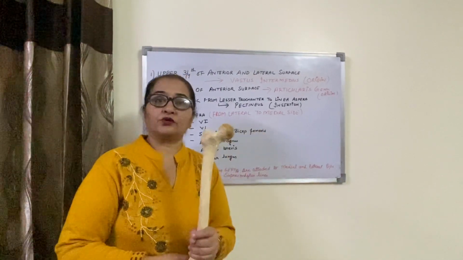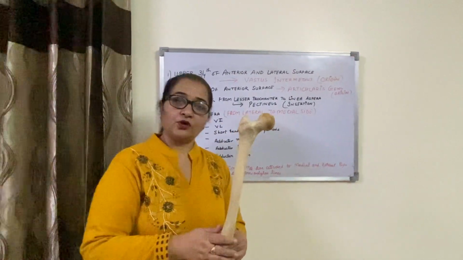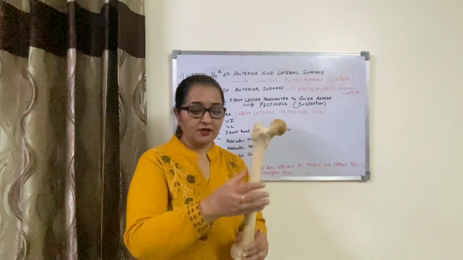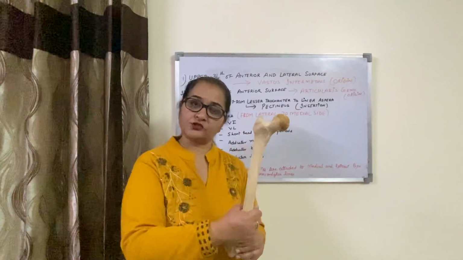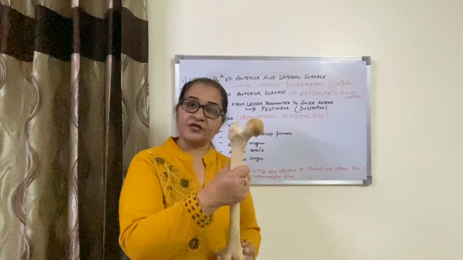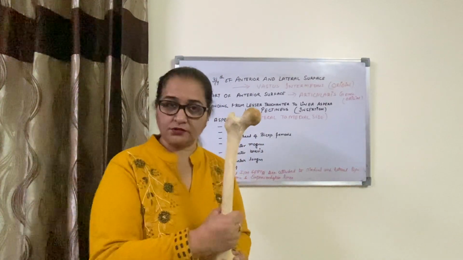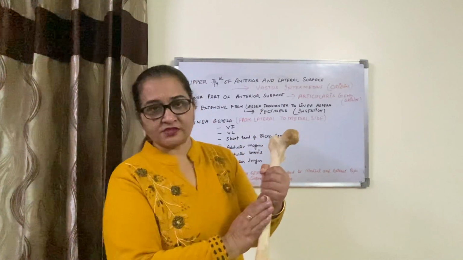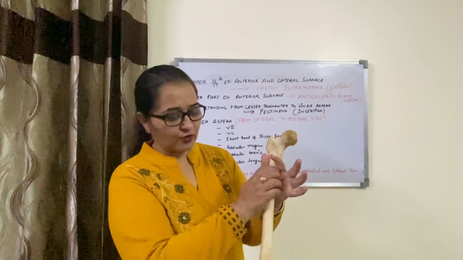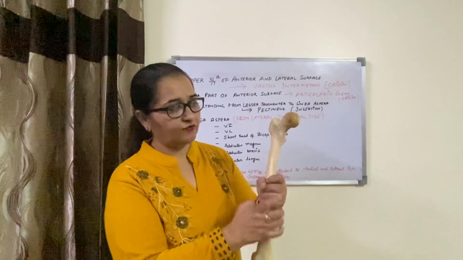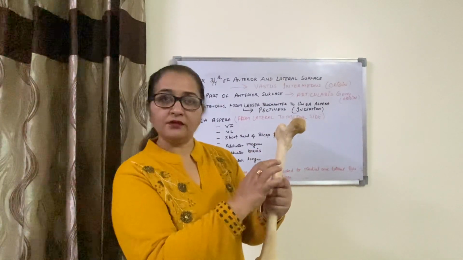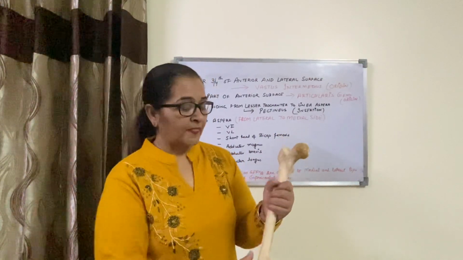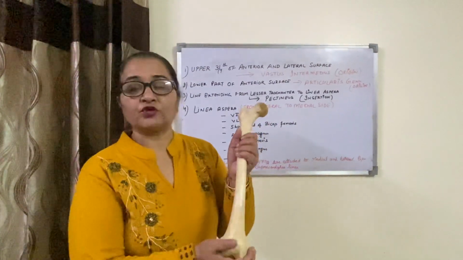Now coming to the ossification part. The femur ossifies from one primary center and 4 secondary centers. The primary center, as I have told you, is always for the shaft. It appears by the 7th week of intrauterine life, and the neck is included in this. That is, the neck develops from this primary center only, along with the shaft. Now the secondary center is one for the lower end.